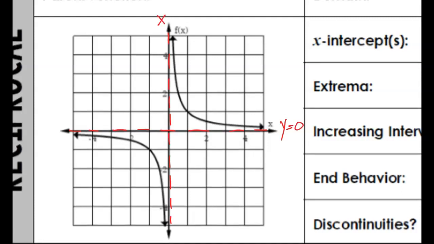Always, always, always, always, you should be drawing your asymptotes with dotted lines. You need to actually draw the asymptotes.